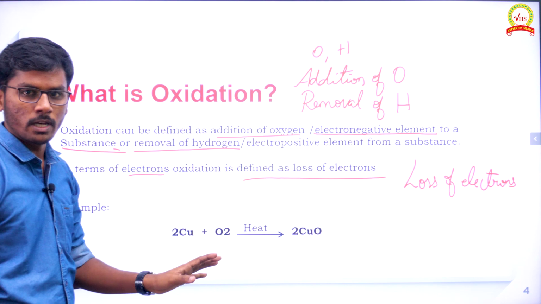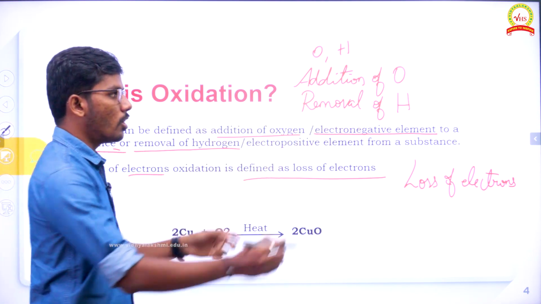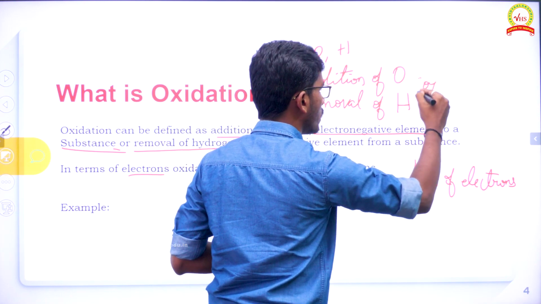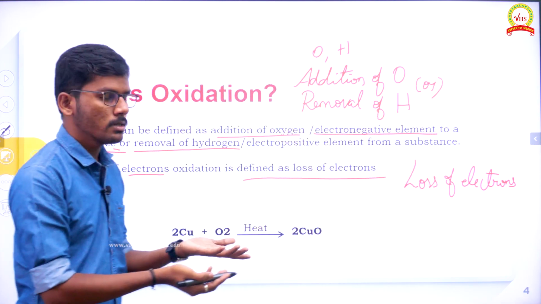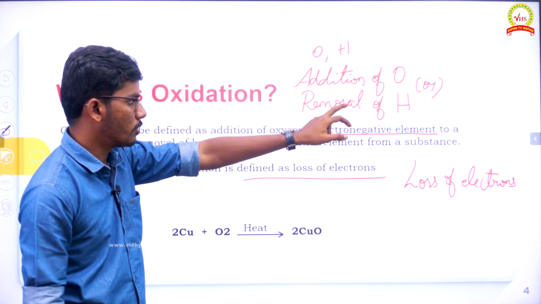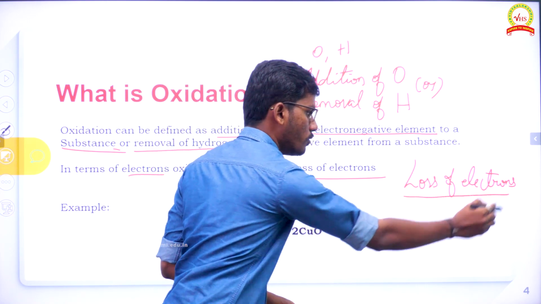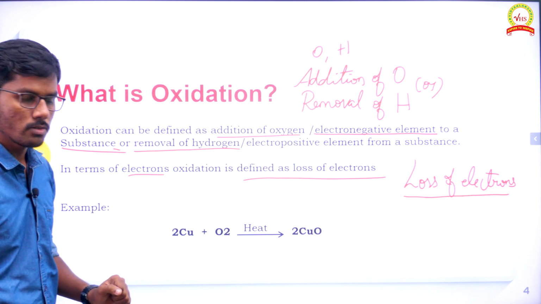So I hope now you are clear with what is oxidation. I will just recap again. It is addition of oxygen, or it is not compulsory that both things must happen. If either one happens, we can call it oxidation. Addition of oxygen or removal of hydrogen, or we can also call it loss of electrons. It is also called oxidation reaction.